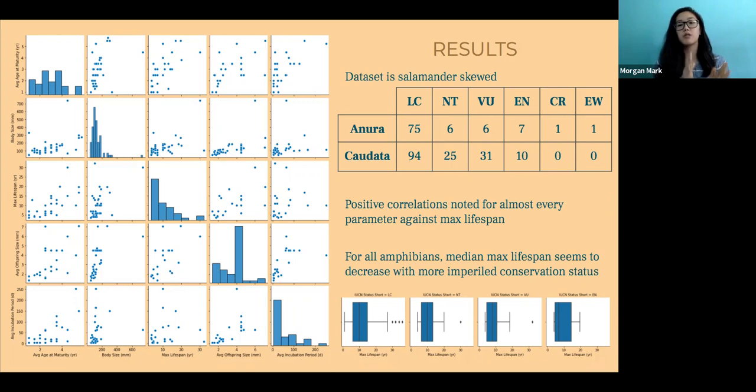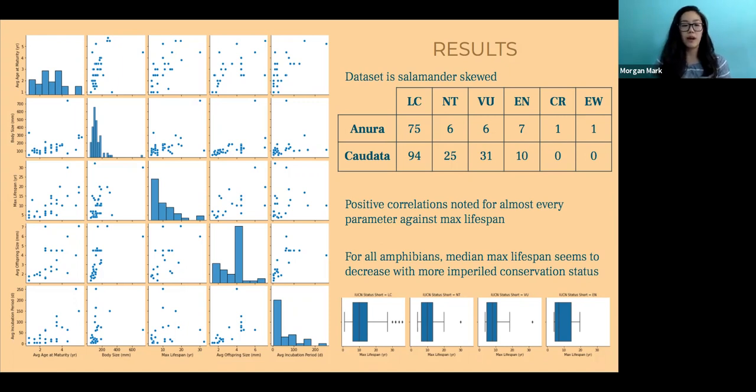And I also separated them into their threatened and endangered status. So LC is least concern, NT near threatened, VU is vulnerable, EN is endangered, CR is critically endangered, and EW is extinct in the wild. And as you can see, there are more salamanders in this data set. So the data was slightly salamander skewed, which is important to consider as I explain my data.